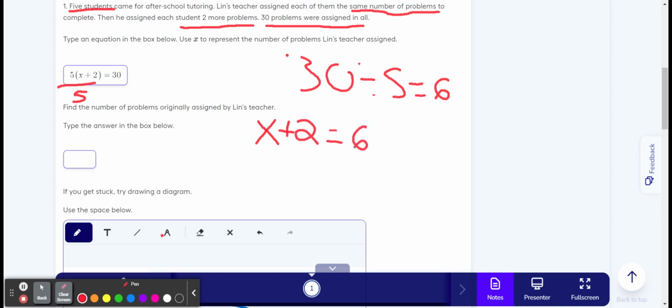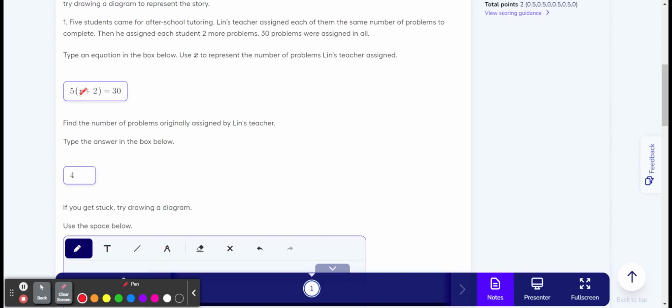Now I'm going to also do the inverse operation, or the opposite, to get rid of that loose number. (X + 2) times 5 equals 30 because I had 5 students. Each student got the same number of problems, that's X + 2. He then assigned them 2 more problems for a total of 30. That is where my equation came from. When I solved it out, I got 4.